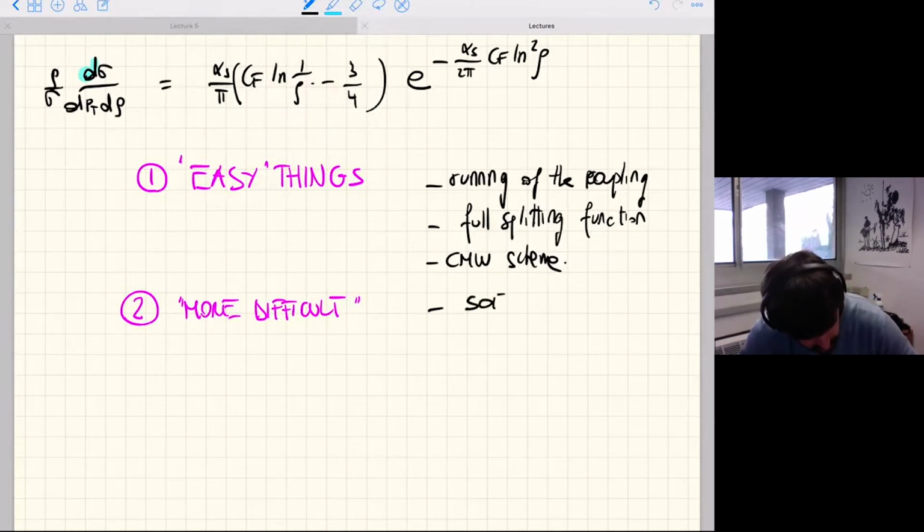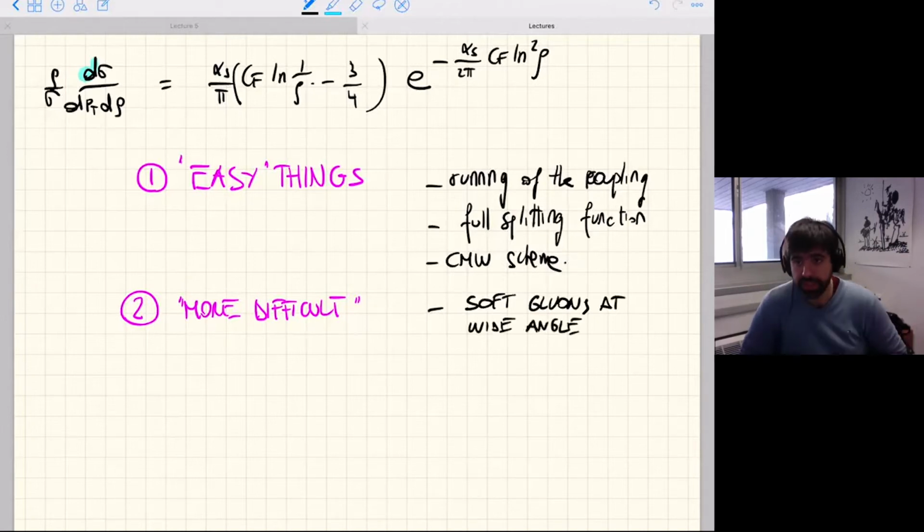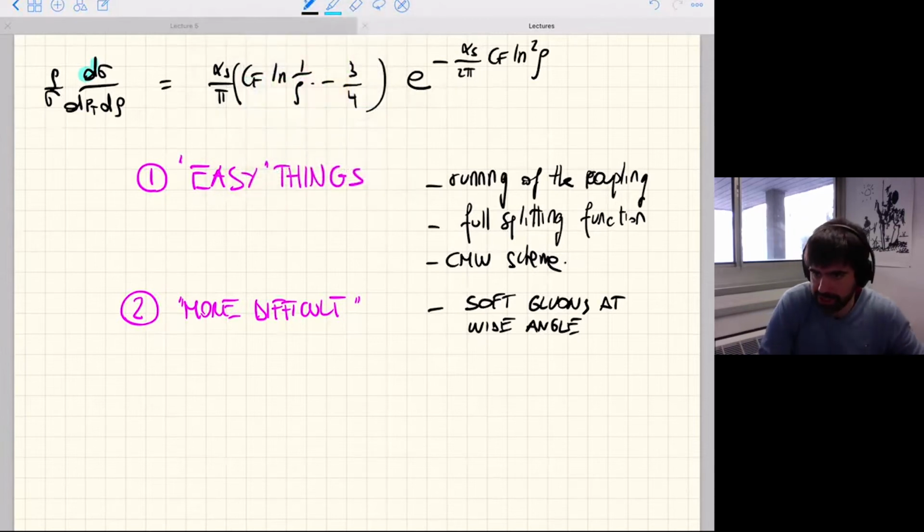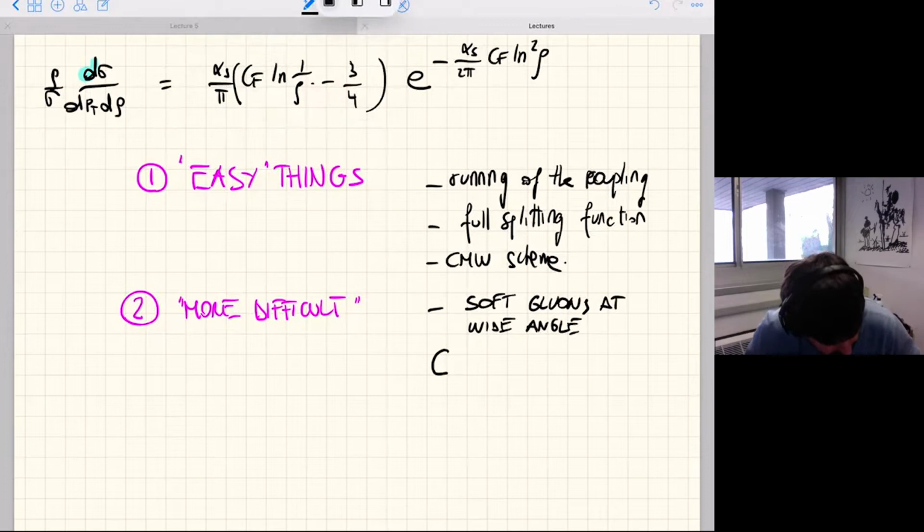So, soft gluons at wide angle, which have non-trivial color factor. What is interesting here is that we can say something about these contributions. So soft gluon and wide angles give rise only to single logs. And we can actually write down, before doing any calculation, what is going to be there for. So there will be a very complicated color factor.